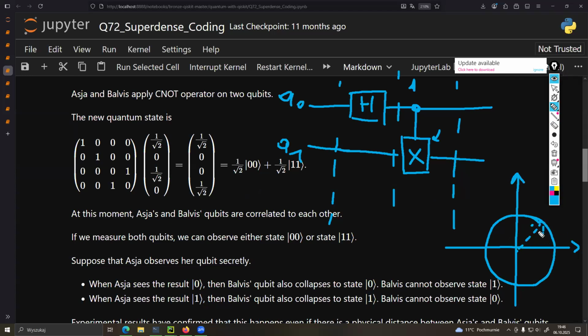I cannot draw exactly this on the unit circle because we now have an entanglement and we don't have a single qubit anymore. But this is pretty much it, right? We are in a plus state. And now what we would like is, can we do something about it?